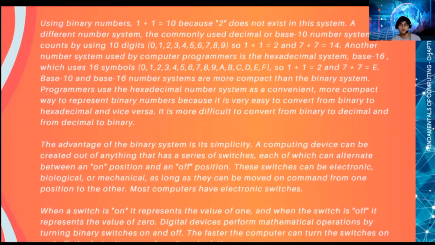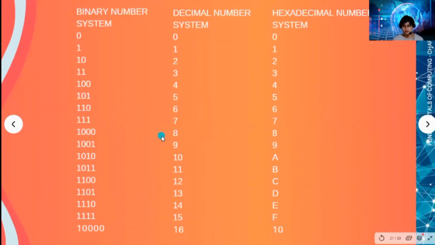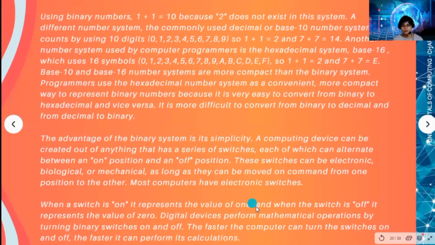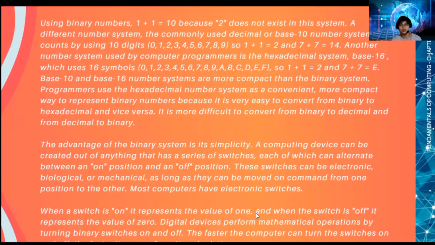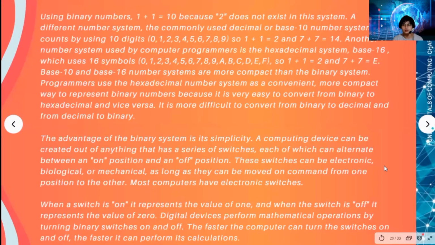Digital devices perform mathematical operations by turning binary switches on and off. The faster the computer can turn the switches on and off, the faster it can perform its calculations. Again, when we give instructions to the computer, it will convert the data, the words or text that we input, into numbers, because numbers are what the computer understands.